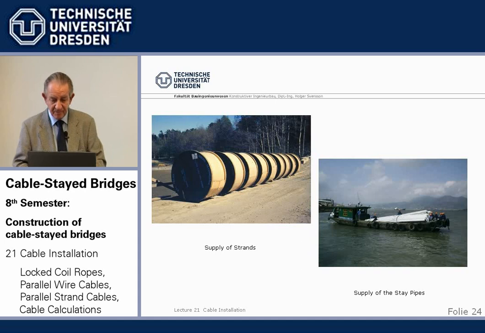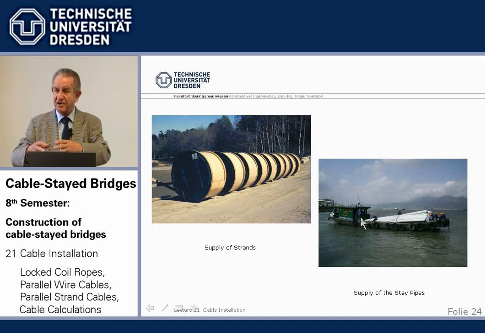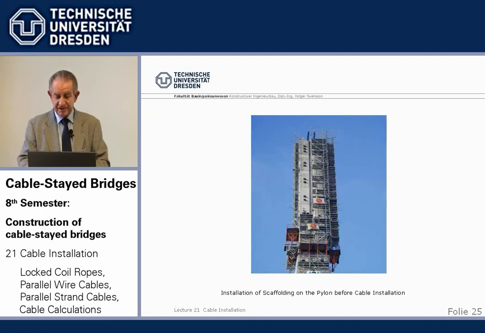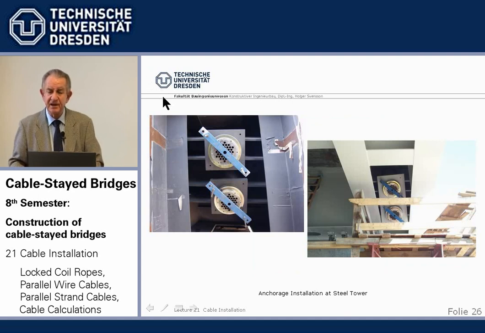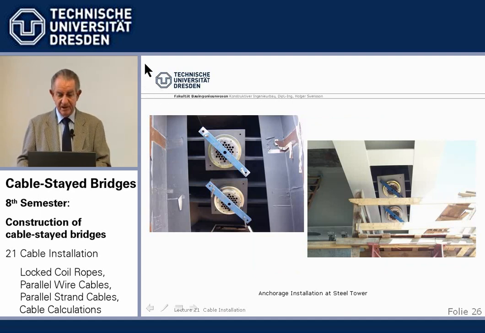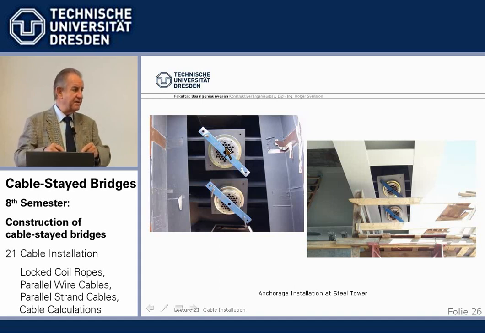So, the strands are supplied just by themselves on reels. The PE pipes around are also brought separately to site. There's a scaffolding, of course, to be built around the tower for installation work. And we start the installation of parallel strand cables by placing the passive anchorage, just the anchor head by itself. In this case, again, the passive is at the tower head.